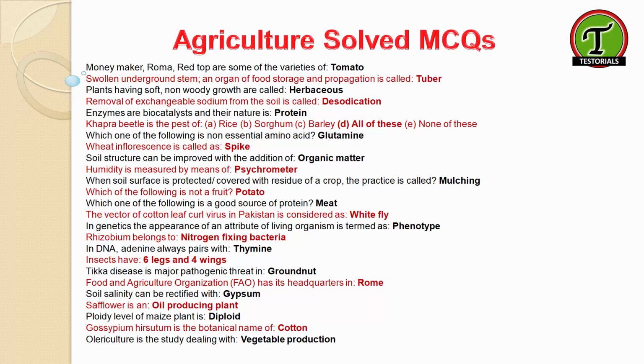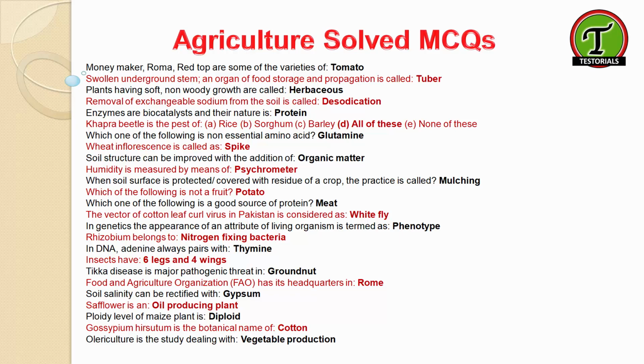147. Which one of the following is non-essential amino acid? Glutamine. 148. Wheat inflorescence is called as spike. 149. Soil structure can be improved with the addition of organic matter. 150. Humidity is measured by means of psychrometer. 151. When soil surface is protected, covered with residue of a crop, the practice is called mulching.